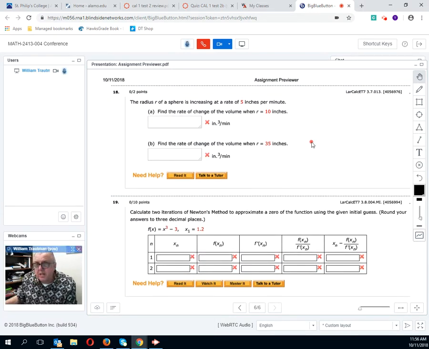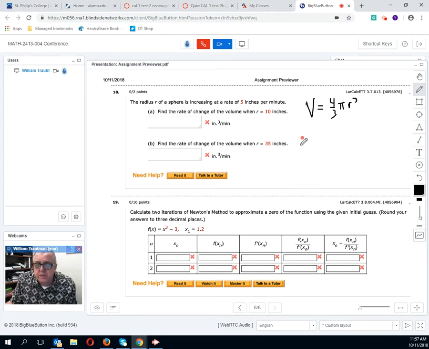Okay, so you're going to have to write this formula down. Hopefully, maybe I should put it on the test. It says the radius of a sphere is increasing at a rate of 5 inches per minute. So first of all, the radius of a sphere is increasing at a rate, find the rate of change of the volume. The volume of a sphere is 4/3 pi r to the third.